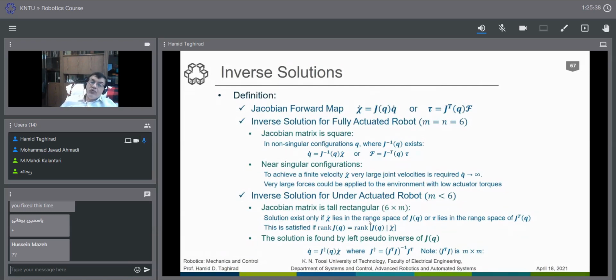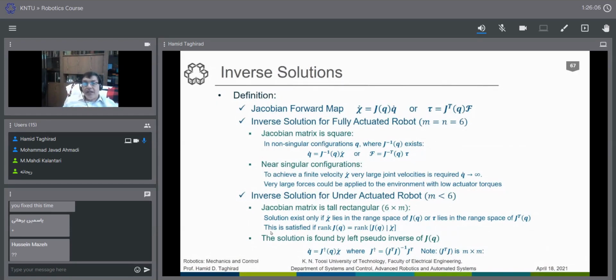So we can move only in the direction which is in the range of the Jacobian, or tau lies in the range space of J transpose. We cannot exert all the forces in the directions that we would like. We can only exert some forces which are in the range space of J transpose.